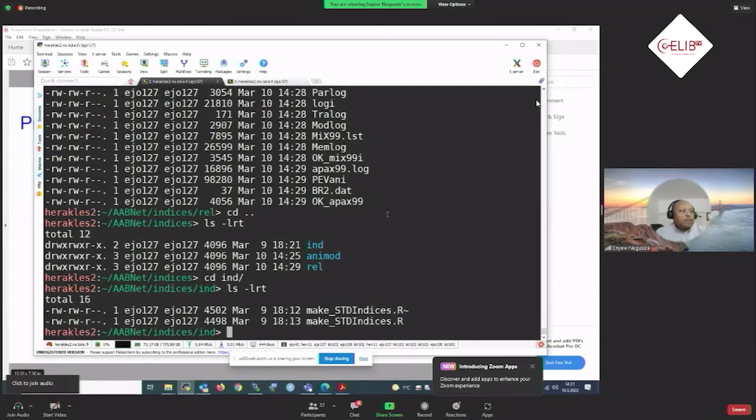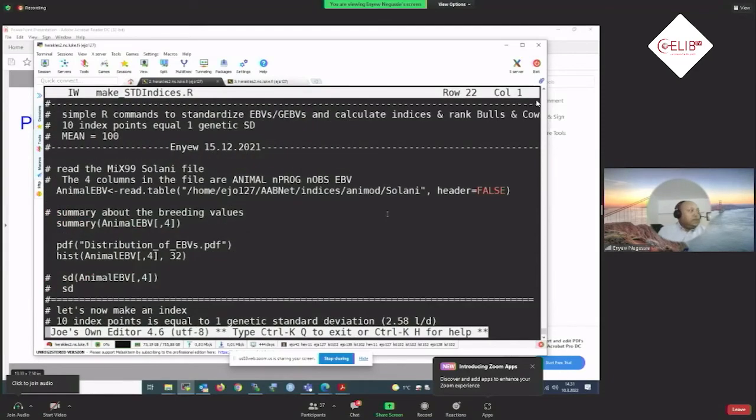this program. For example, in this case, I have provided you the R script called make standardized indices R. I can quickly open this one. You can also quickly open make this one, Control KU.